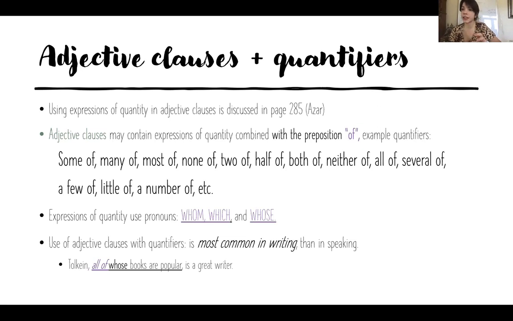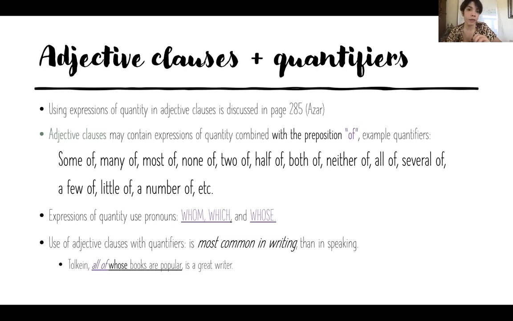So adjective clauses can combine with quantifiers, and not only that, typically when we see expressions of quantity inside of an adjective clause, they are combined also with a preposition, specifically the preposition of. So when we mention quantity inside of an adjective clause, we have the preposition of next to the quantifier.